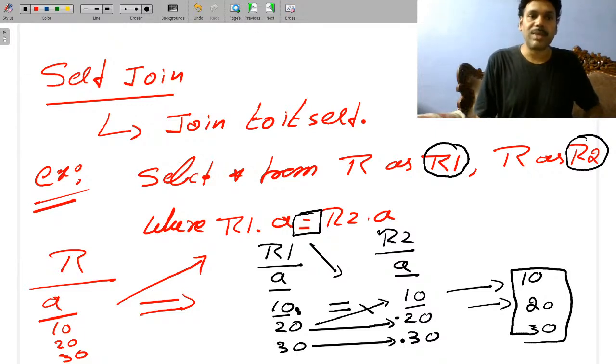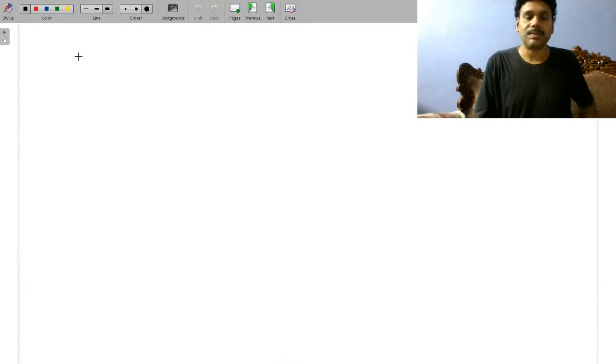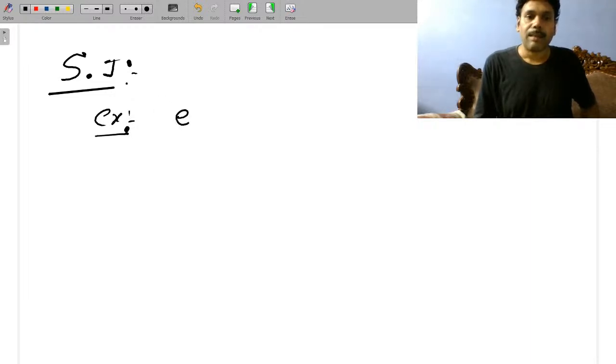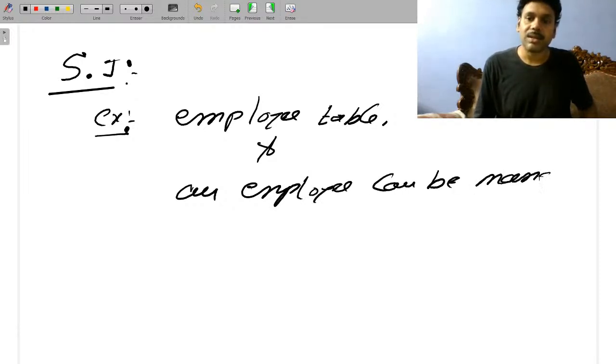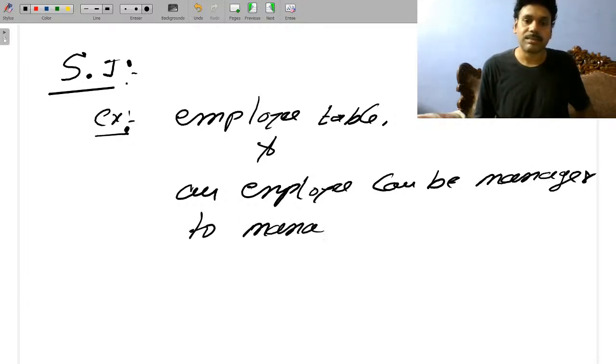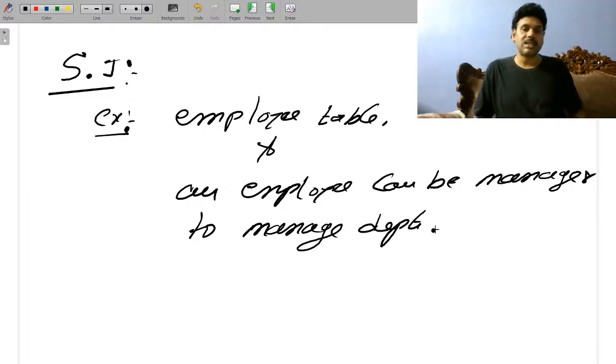So what is a real-time example of self join? Let me give you one. Employee table, please observe. An employee can be a manager, an employee can be a manager to manage departments. This is the real-time example.